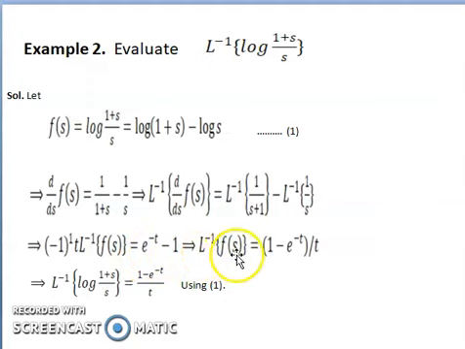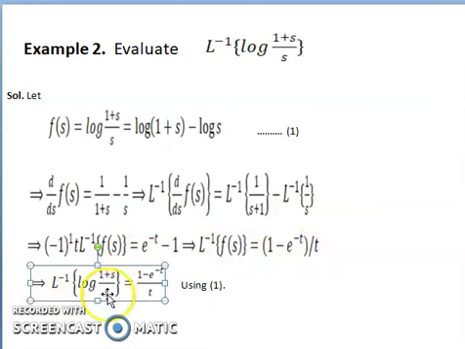So L inverse of F(s) is 1 minus e to the power minus t divided by t. So after simplification, it becomes L inverse of log of 1 plus s divided by s is 1 minus e to the power minus t divided by t. So first we derive this part of the inverse, L inverse of 1 by s plus 1, and then minus 1, L inverse of 1 by s. So it becomes 1 minus e to the power minus t divided by t by using 1.